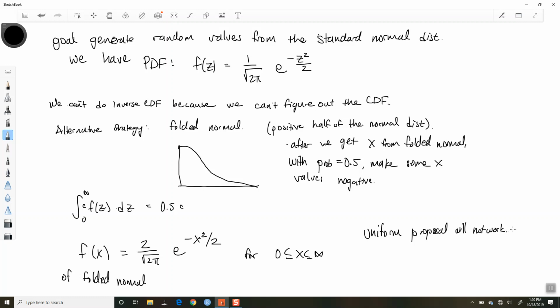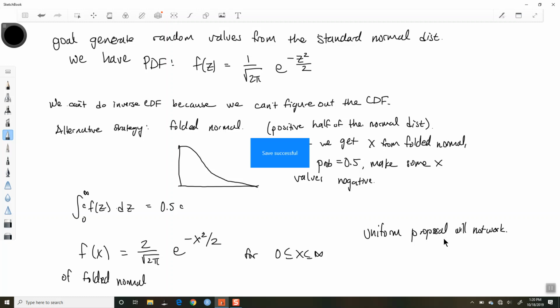Now, you could say, well, I've never seen a z-score bigger than 7 or 6 or whatever, and maybe you can just generate from 0 to 6, but it's going to be fairly inefficient to do something like that. So a uniform proposal will not work.